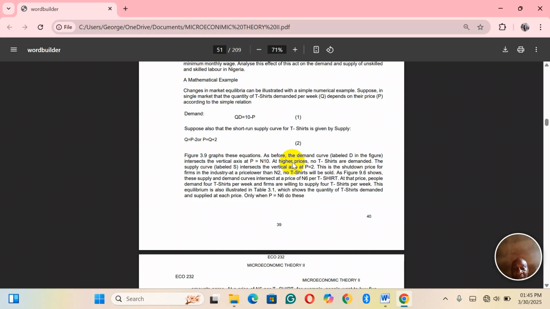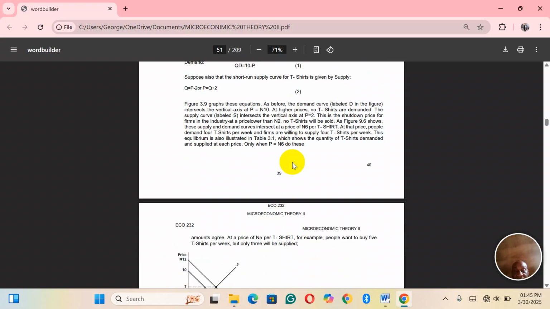Figure 9.6 shows, the supply and demand curves intersect at a price of 6 per t-shirt, and at that price people demand 4 t-shirts per week, and so firms are willing to supply 4 t-shirts per week. This equilibrium is also illustrated in Table 3.1, which shows the quantity of t-shirts demanded and supplied at each price. Only when P is equal to 6 do they agree.